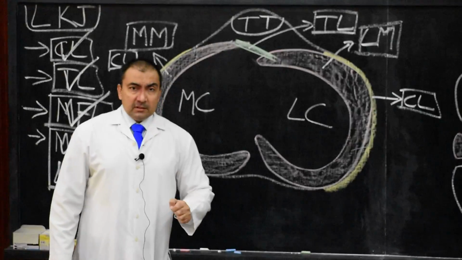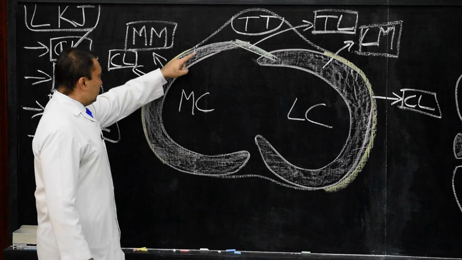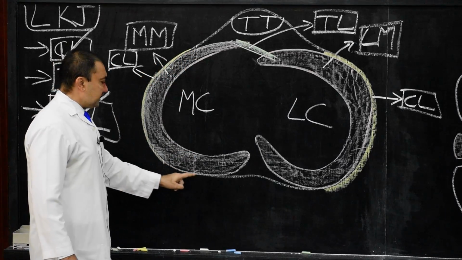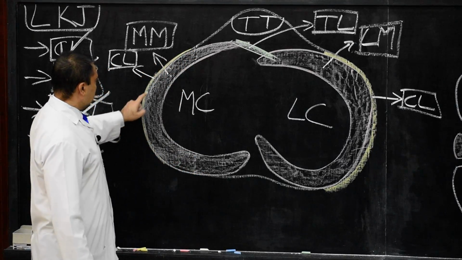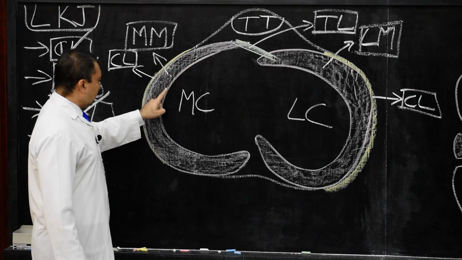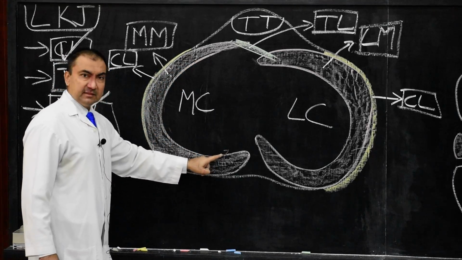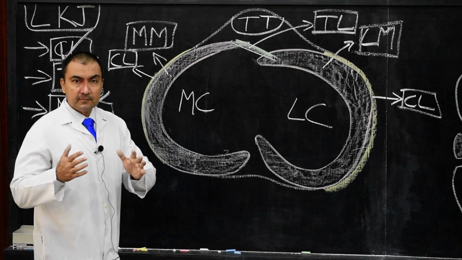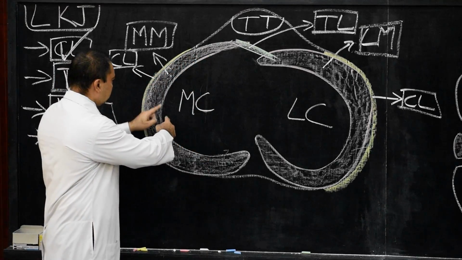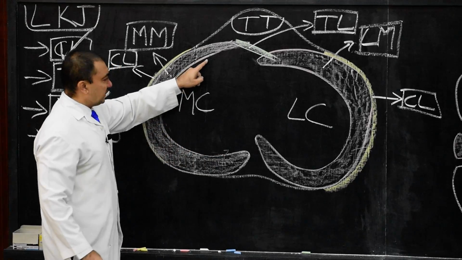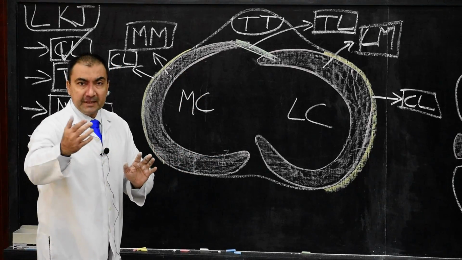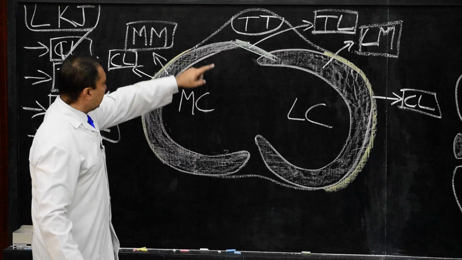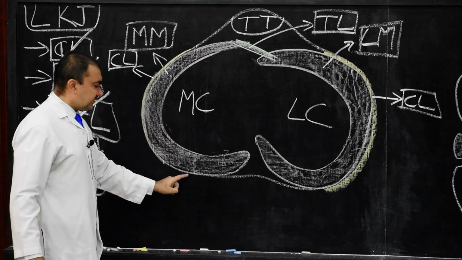Now, this medial meniscus will have a medial border, which is convex, and a lateral border, where I am passing my finger. This is the lateral border. This lateral border is concave and free. It is a free border. What about the medial border? The medial border is convex.